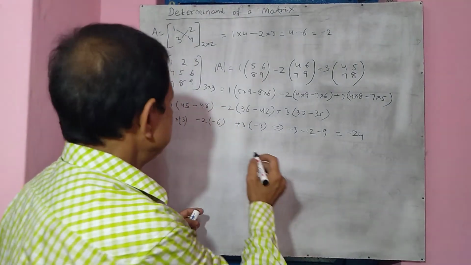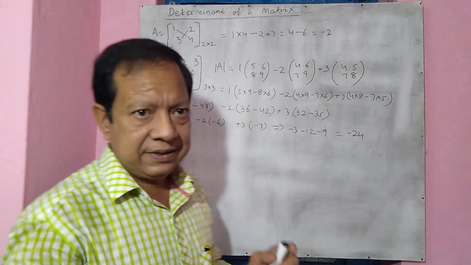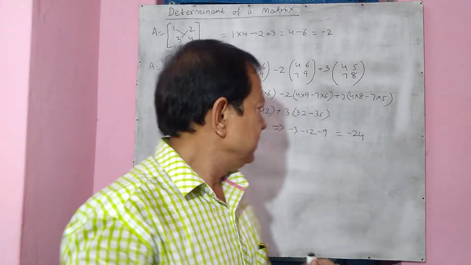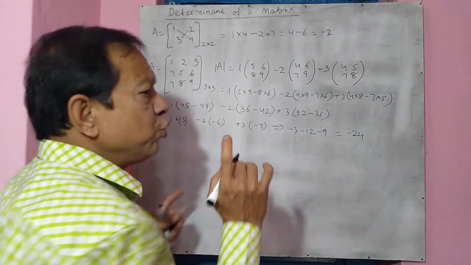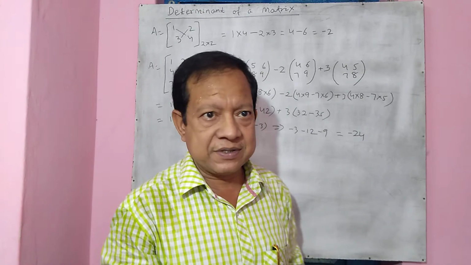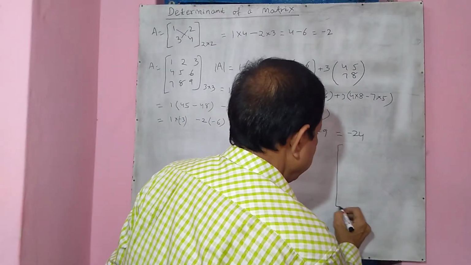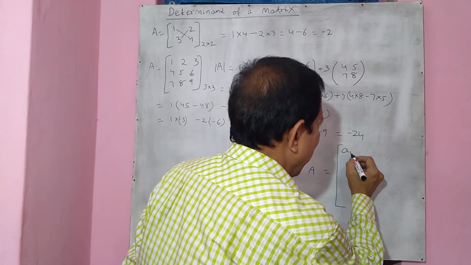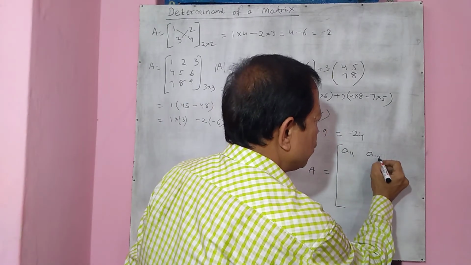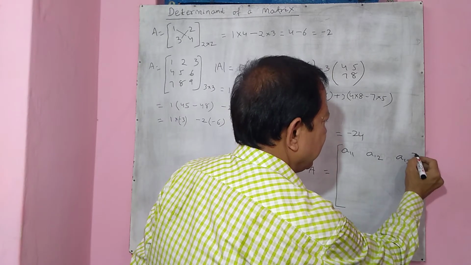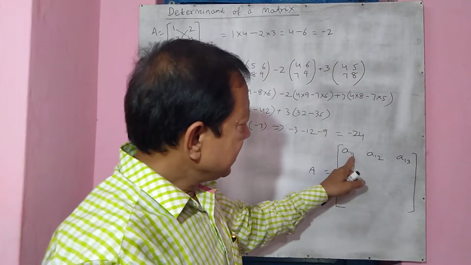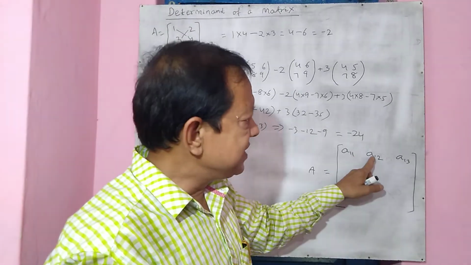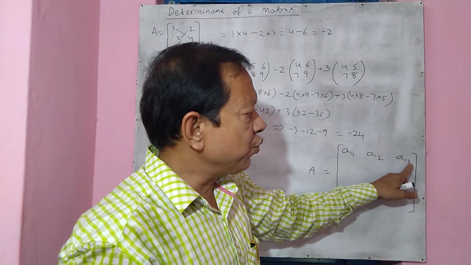Now if I say a matrix, then you have to know the position of every element of the matrix. Let me tell you, if I say matrix A, this position is A11, this is A12, this is A13. Means this particular element remains in the first row and first column. This is first row and second column, first row and third column.